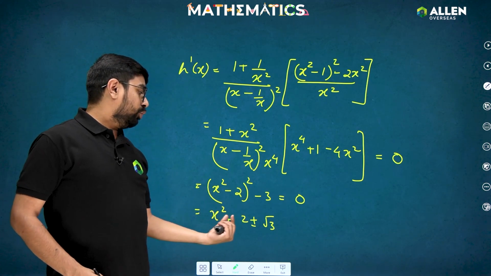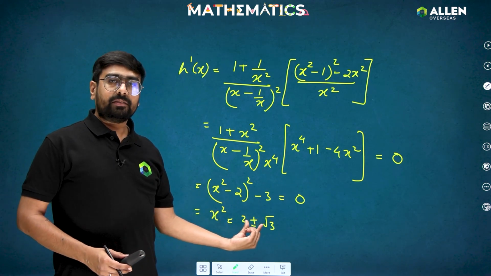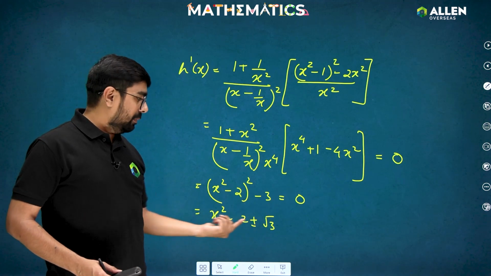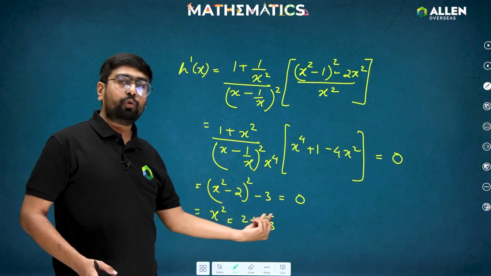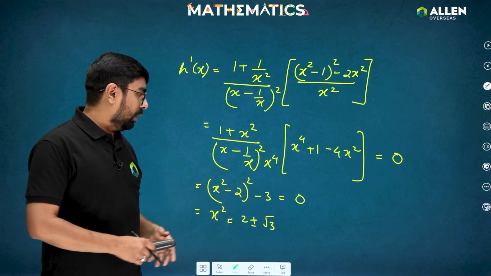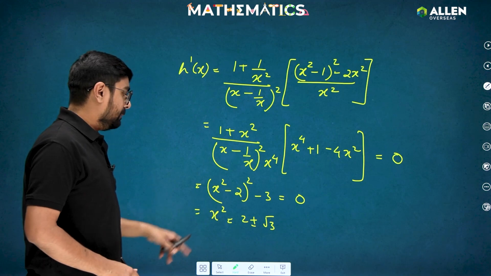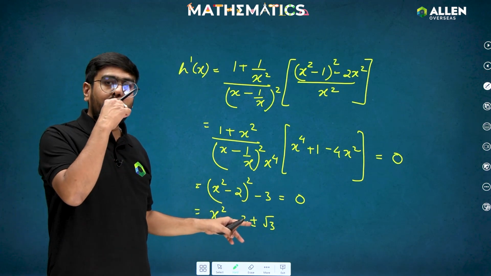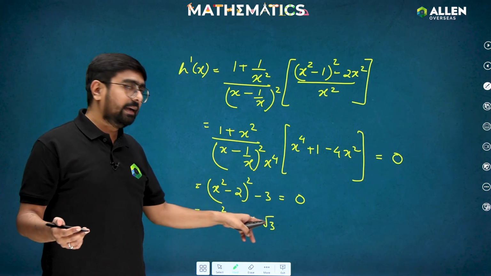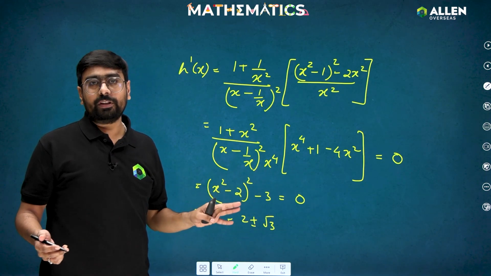Either I can write x square is equal to 2 plus or minus square root 3, and from here I can find the critical points. X will be equal to plus minus square root of 2 plus minus square root 3. But one more thing I can do over here is that I know that 2 plus or minus square root 3, if I do root 3 plus 1 whole square, I get 4 plus 2 root 3, right?